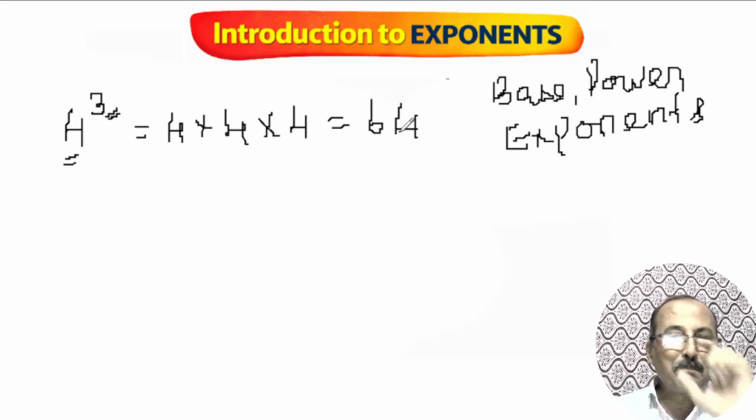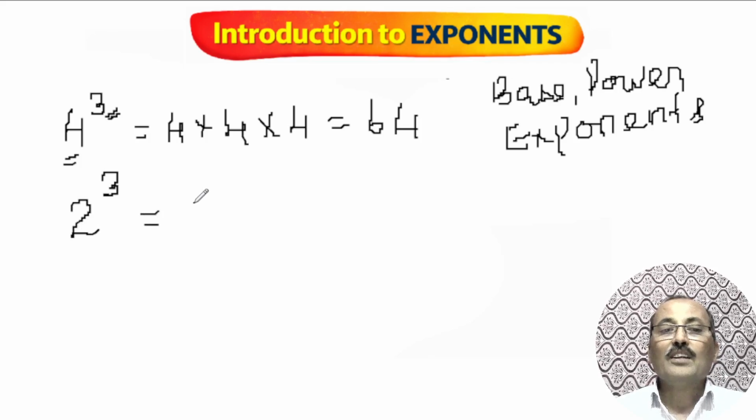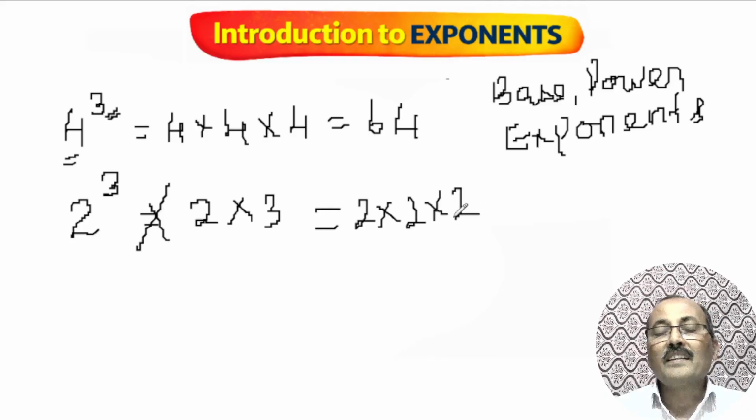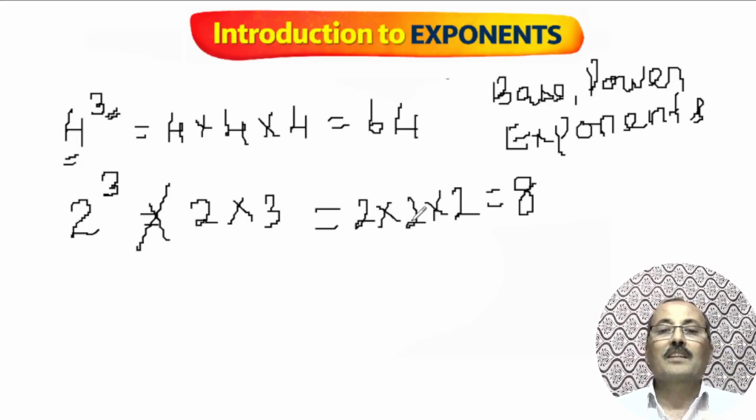Remember, a very important thing, the mistake you will make in 2 cube: don't multiply it as 2 into 3. This is not 2 into 3. It is nothing but 2 into 2 into 2. That is 2 2s are 4, 4 2s are 8. 8 is the answer, very important. In this chapter, this is the mistake you will often be making. Please remember that.